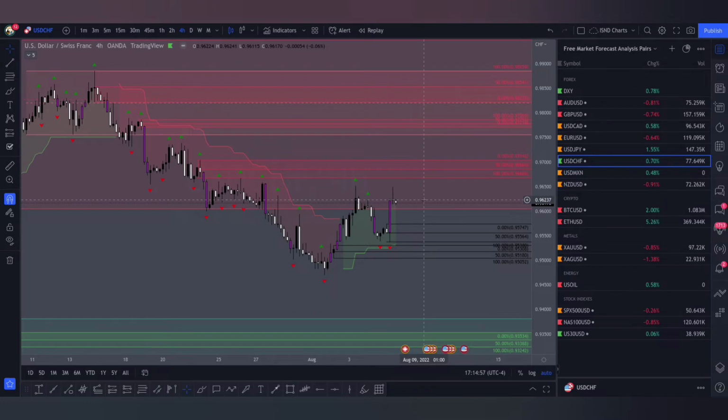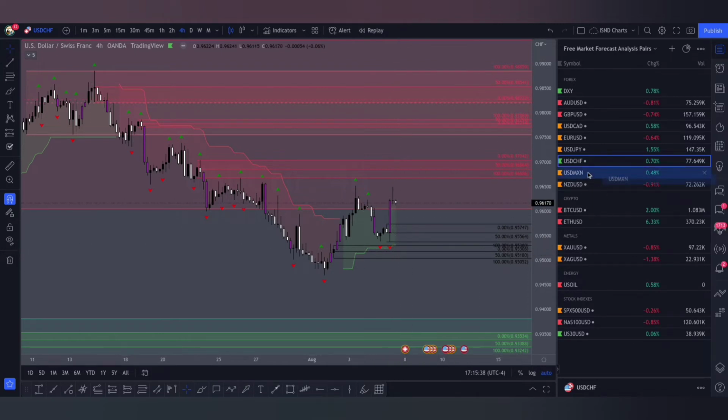Let's see. This demand did take out this small supply here. So for me, demand is currently in control. So that looks good for our short-term currency bias. So what I'll be looking for is for this pair to possibly retrace back into this unmitigated 4-hour supply, or this unmitigated 4-hour demand, or this unmitigated 4-hour demand, and trade accordingly. So again, demand is in control, and so I am looking to take longs on USD Swiss.